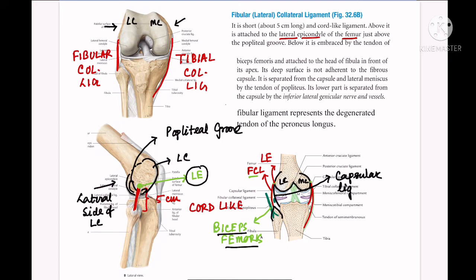And in between the fibular collateral ligament and capsular ligament, there lies a tendon. This tendon, in between the fibular collateral ligament and capsular ligament, is the tendon of popliteus. Okay. So up to that part, I hope you have understood. Next, I am clearing the picture.